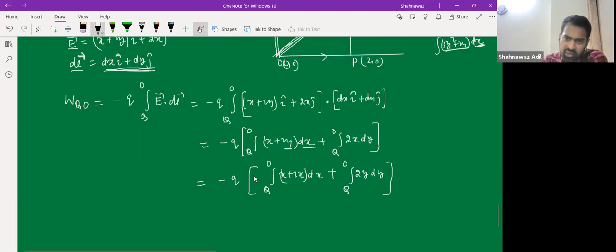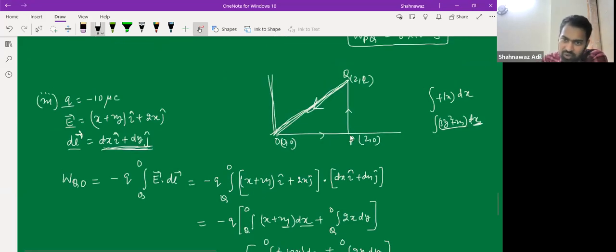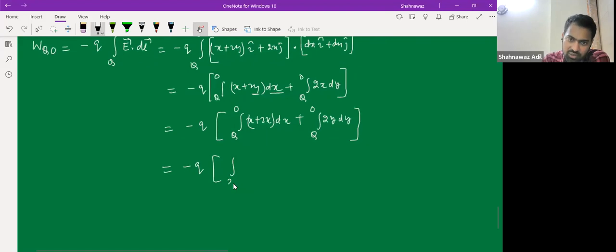Now the integral would be what? This is in terms of x. So x is going from what to what? x is from 2 to 0, right? x is from 2 to 0, and y is also 2 to 0. So the x limit is 2 to 0, 3x dx, and y is also 2 to 0, 2y dy.